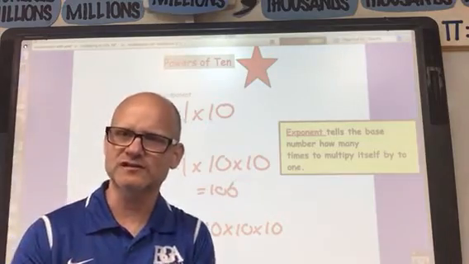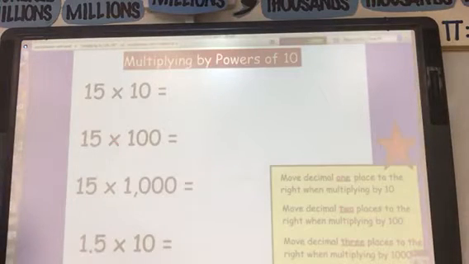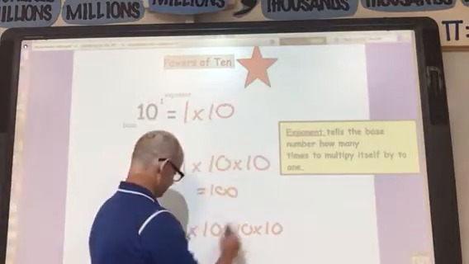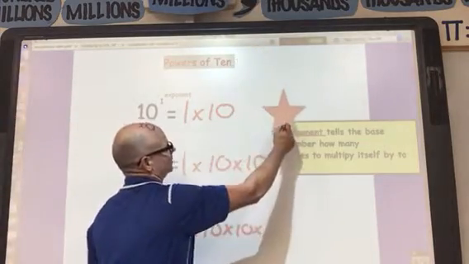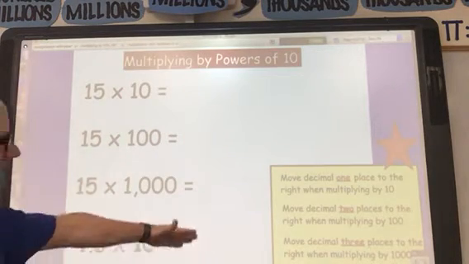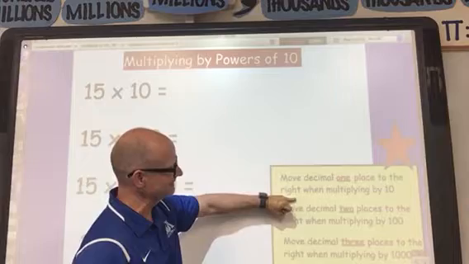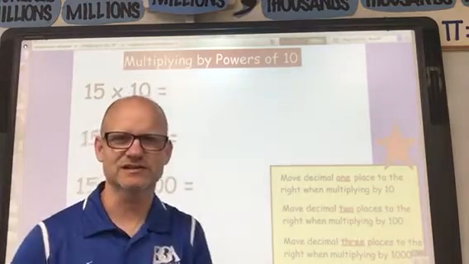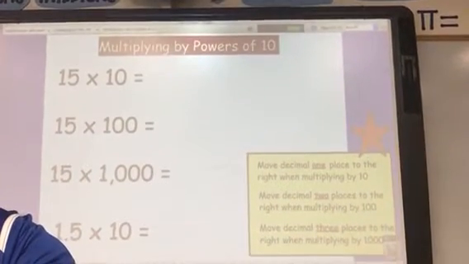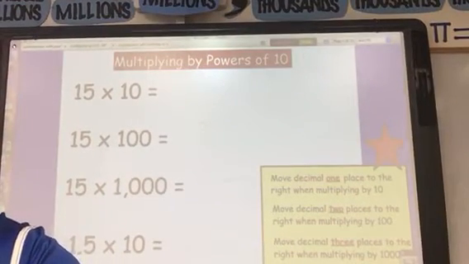We're going to discuss this particular concept today, multiplying by powers of 10. Make sure you take notes on this page right here. So when you multiply by a power of 10, move the decimal 1 place to the right when multiplying by 10, or move the decimal 2 places to the right when multiplying by 100. I'm going to discuss that in a second. Press pause if you have to take those notes down. Okay, so let's discuss all of this.